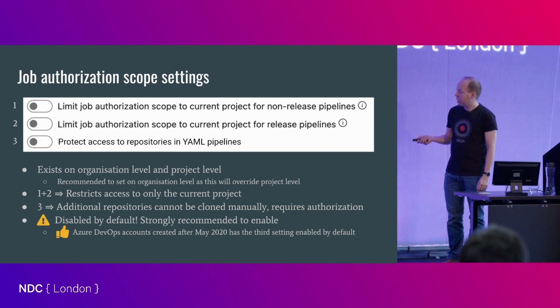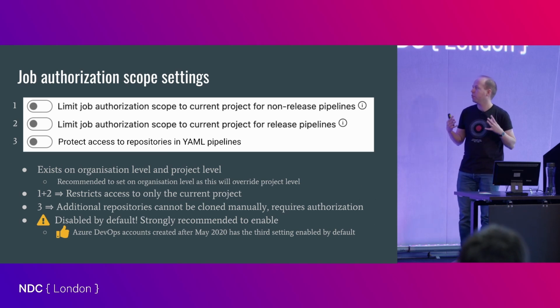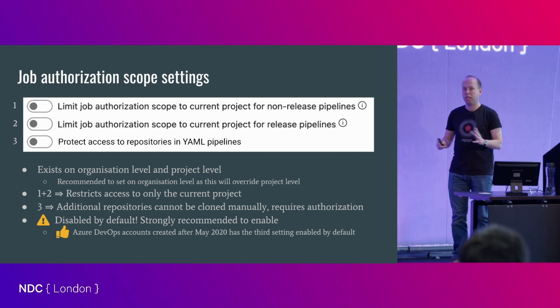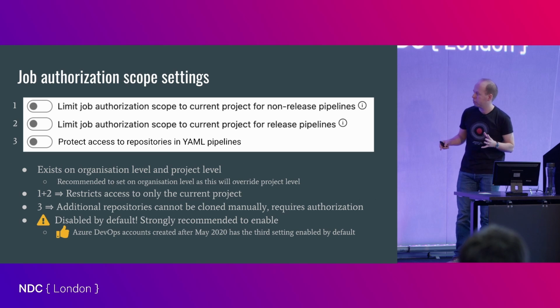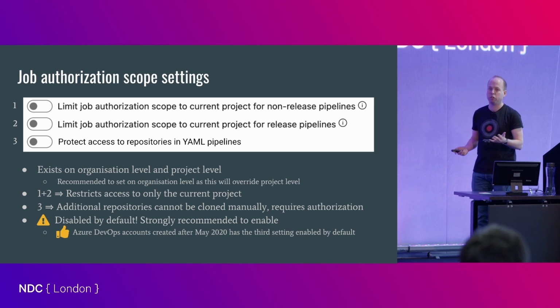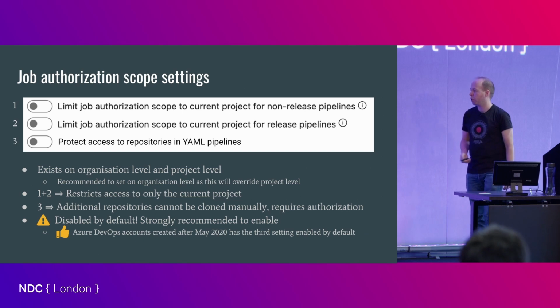Okay, if we enable the third one, then Azure DevOps will limit the access level of your build agent to only the repositories that are used by your pipeline. So this means that if you have to access multiple repositories from your build, then you have to list them up as resources at the very beginning of your pipeline. So Azure DevOps is aware that you're going to use them. It can allow you to authorize that access, and then it will work.